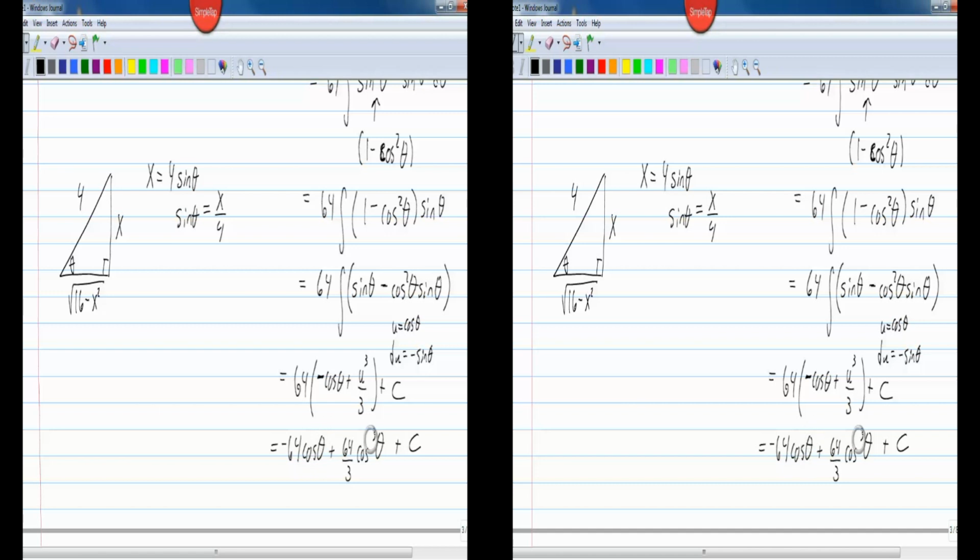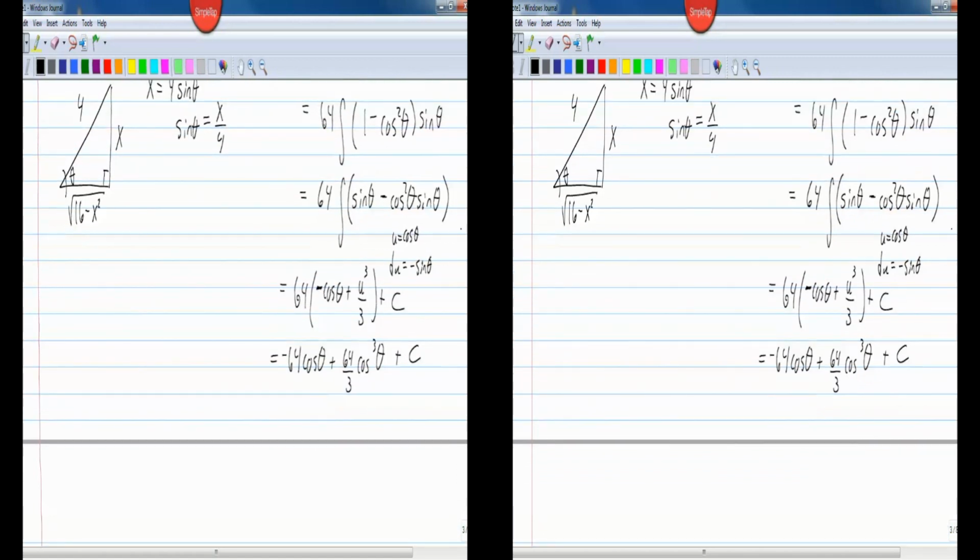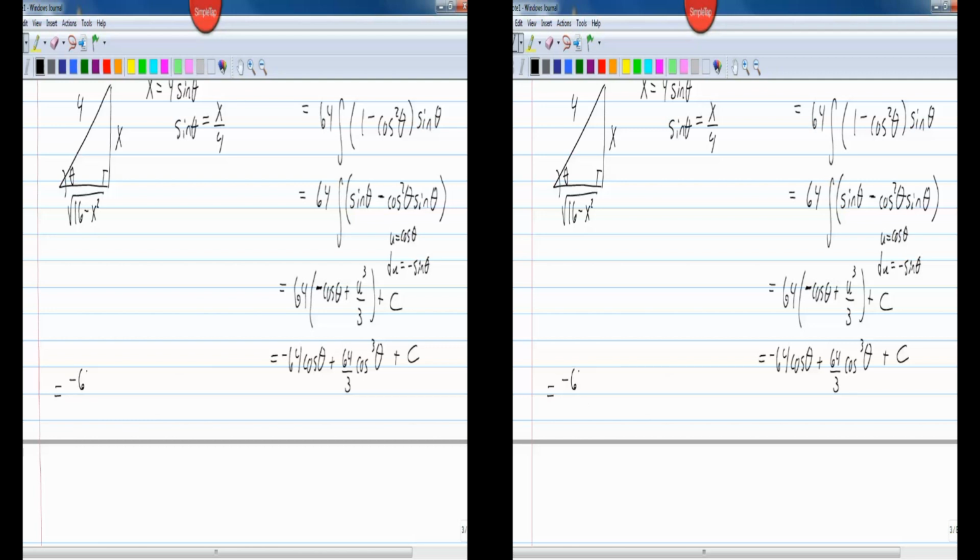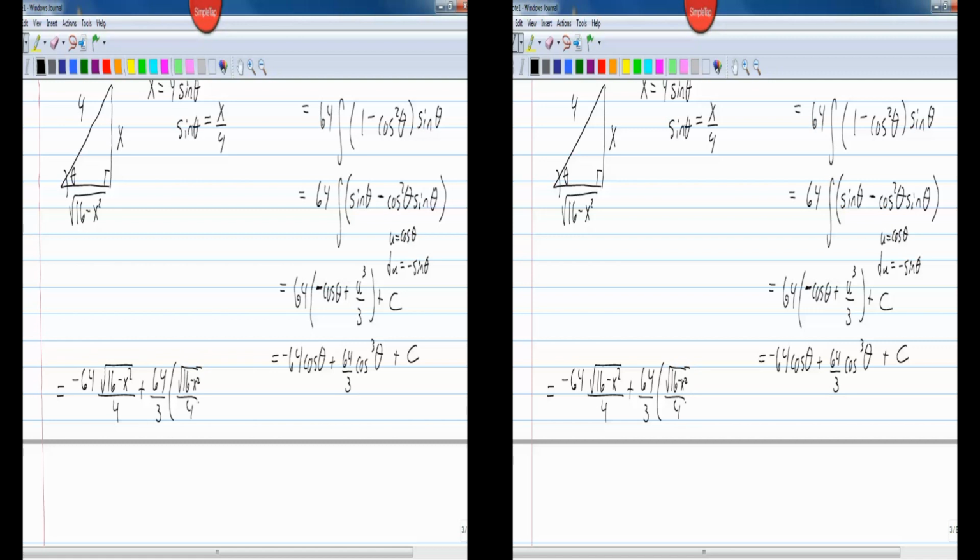So cosine and cosine, I just have cosine cubed here. For cosine theta, the cosine of this angle measure is adjacent over hypotenuse. So this is the adjacent side, this is the hypotenuse. So my answer is negative 64 times adjacent, square root of 16 minus x squared, over hypotenuse 4. Plus, now look what I do when I plug it in right here. I have to cube it. So I have 64 over 3, but then you have to take the square root of 16 minus x squared over 4 and cube it, plus c.